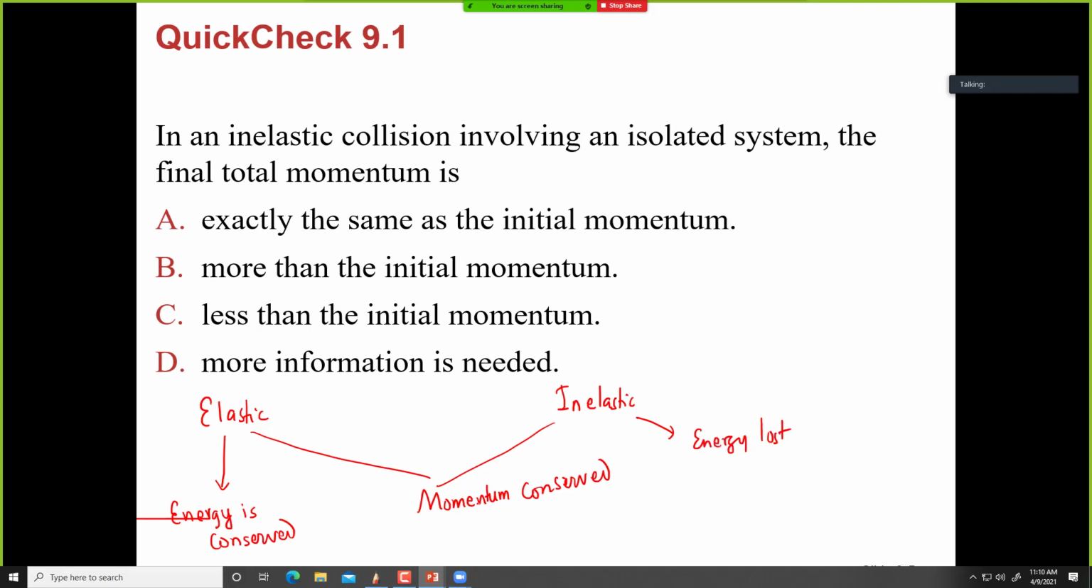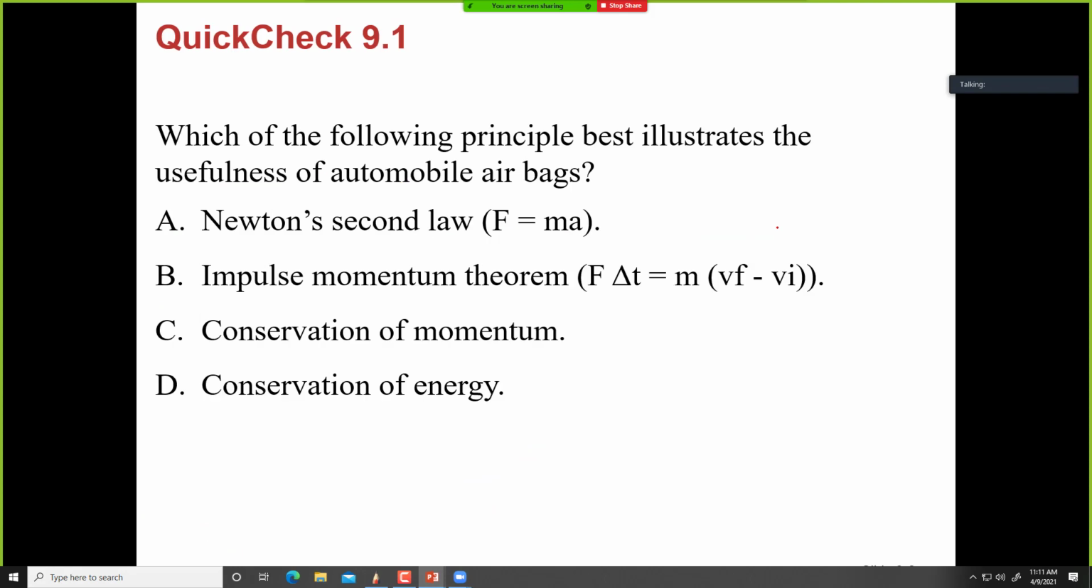So in this case, we are asked to compare the momentum. The final momentum would be the same as the initial momentum for both elastic and inelastic collision. Okay. So which concept or principle best illustrates the usefulness of automobile airbags?